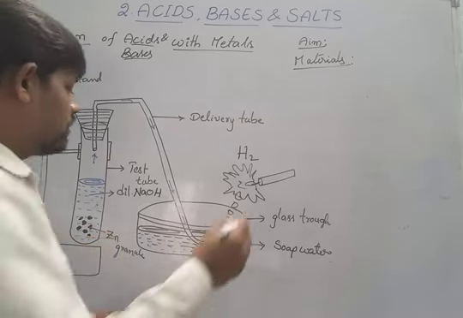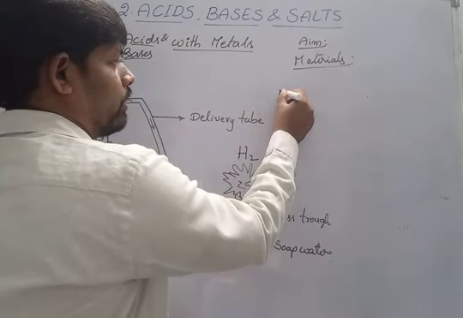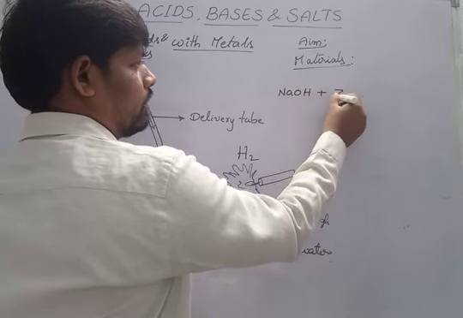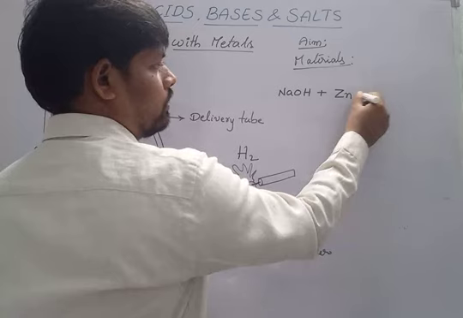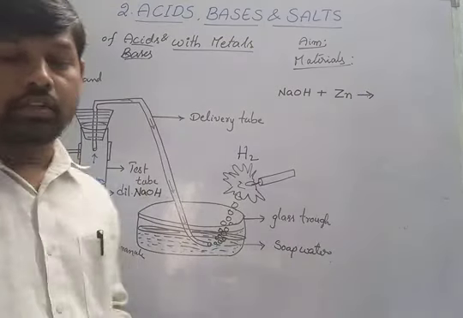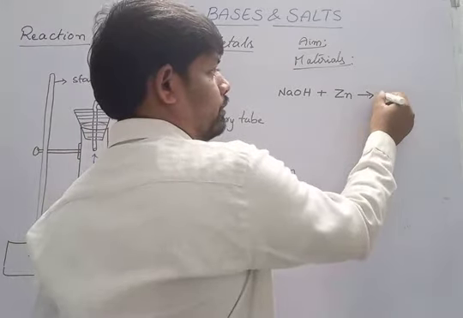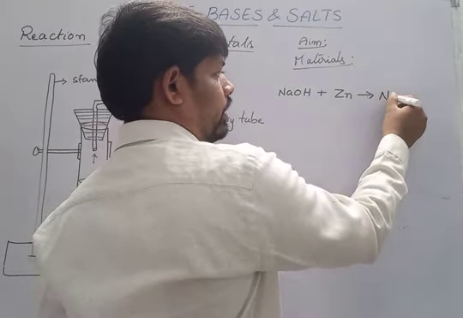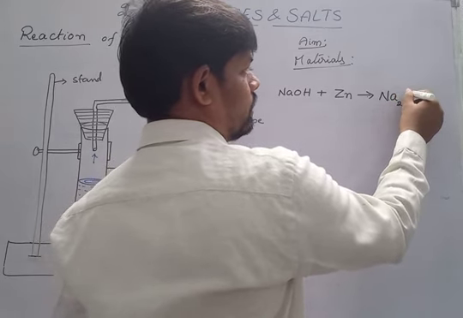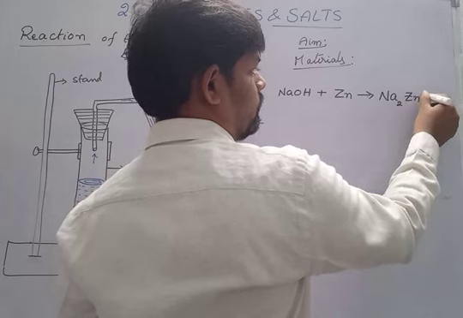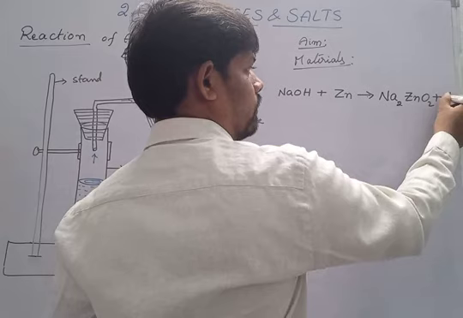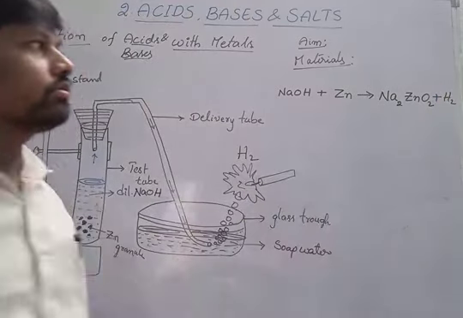But we can write the equation for sodium hydroxide and Zn. So NaOH plus Zn gives rise to Na2ZnO2 plus H2, hydrogen. This one is important, you have to remember.